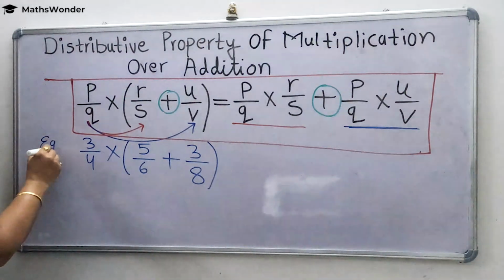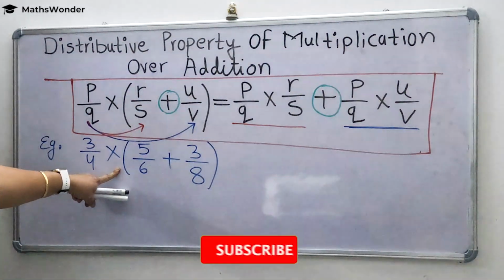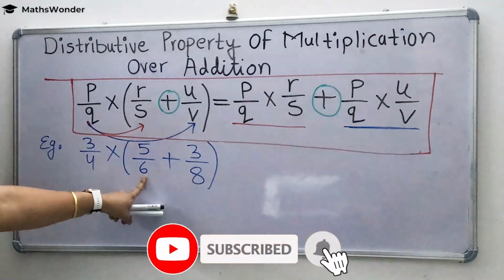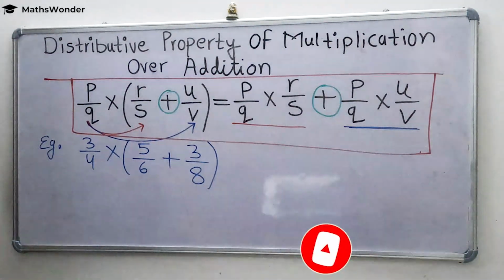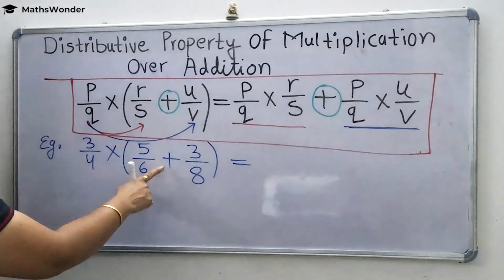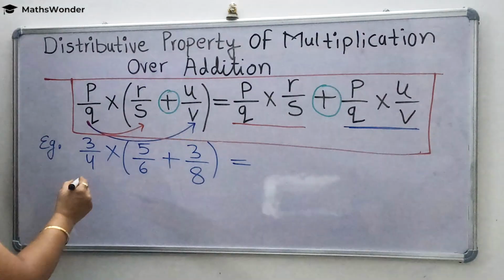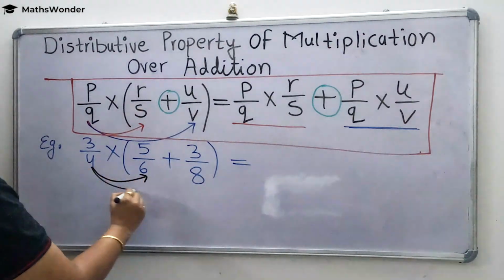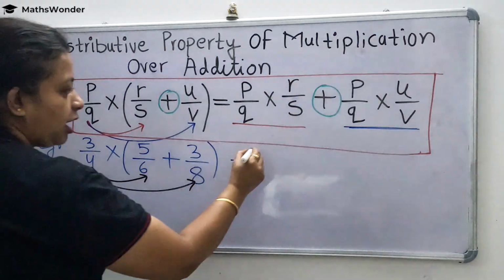Now, the next is a rational number example. 3 over 4 multiply, under parenthesis we have 5 over 6 plus 3 over 8. Be very careful when you solve these questions, because here is the multiplication sign, here is the addition sign, right? How will you distribute it, this part and this 3 over 4 part?